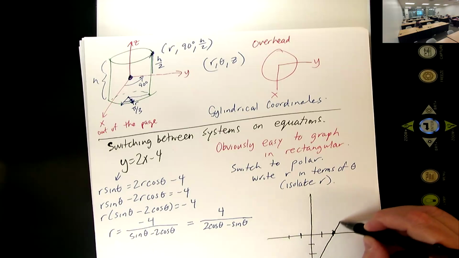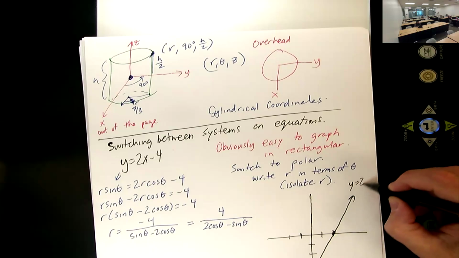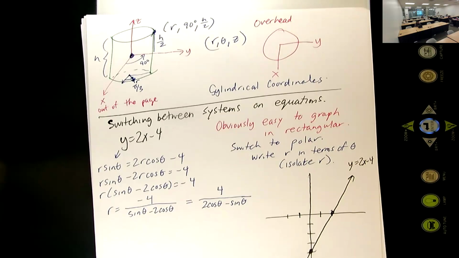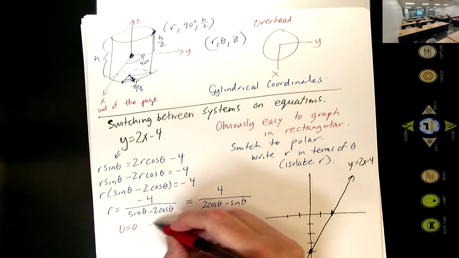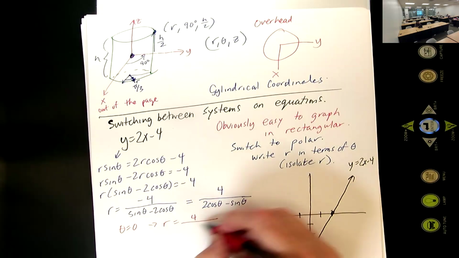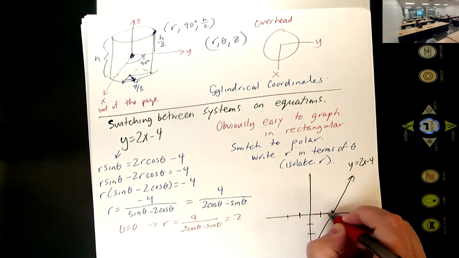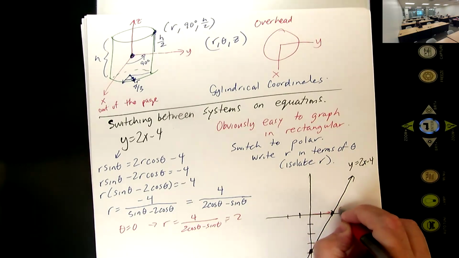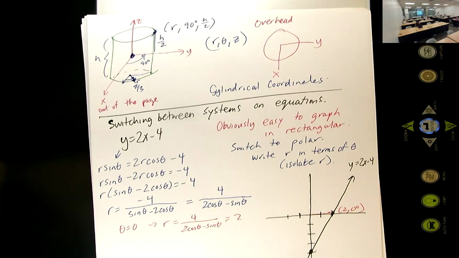So this is graphing the line y equals 2x minus 4. In terms of theta, you kind of have to plug in thetas. So like if I did theta equals 0, r equals 4 over 2 cosine 0 minus sine 0, which is 2. I'm going out a distance 2. I'm going to say 0 degrees, not just 2, 0.